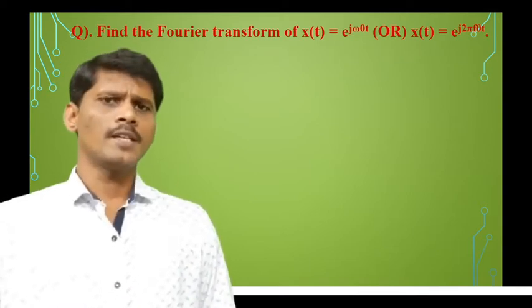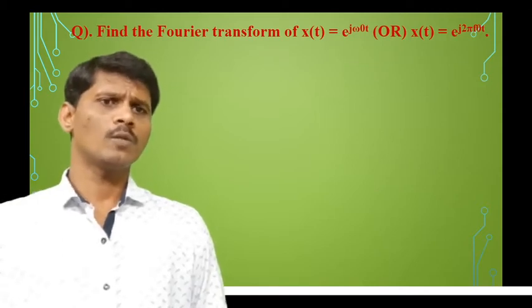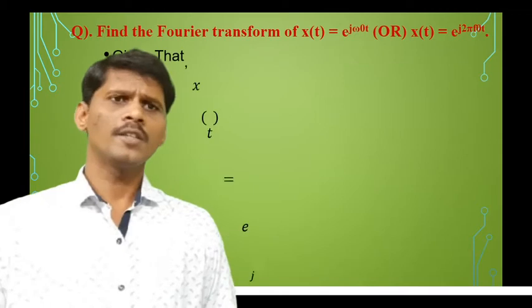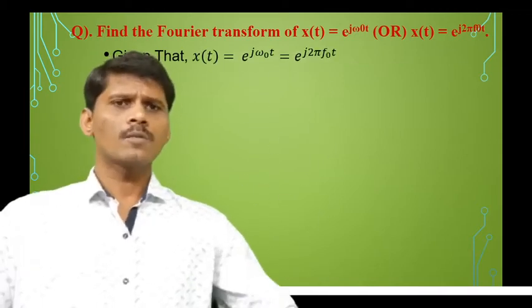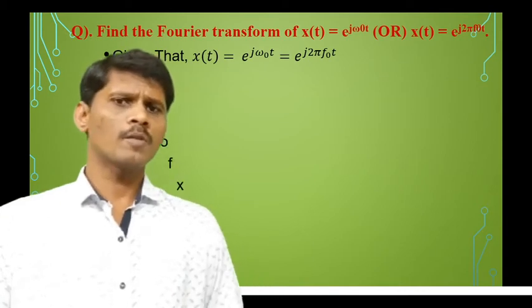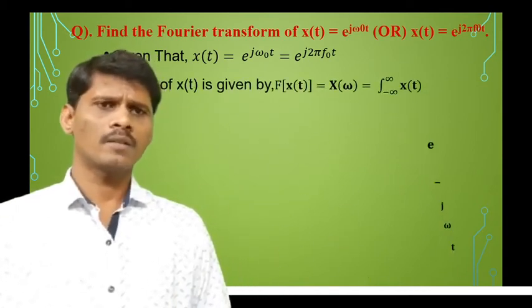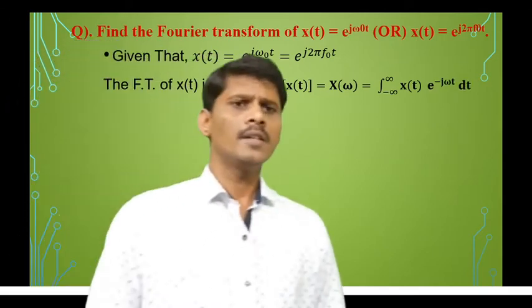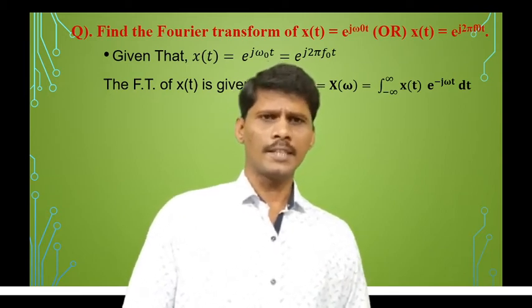The example is: find the Fourier transform of x of t equal to e power j omega naught t. The given signal is x of t equal to e power j omega naught t. What is the Fourier transform of a signal? The Fourier transform of a signal x of t is defined as X of omega, which is equal to the integral from minus infinity to infinity x of t e power minus j omega t dt.